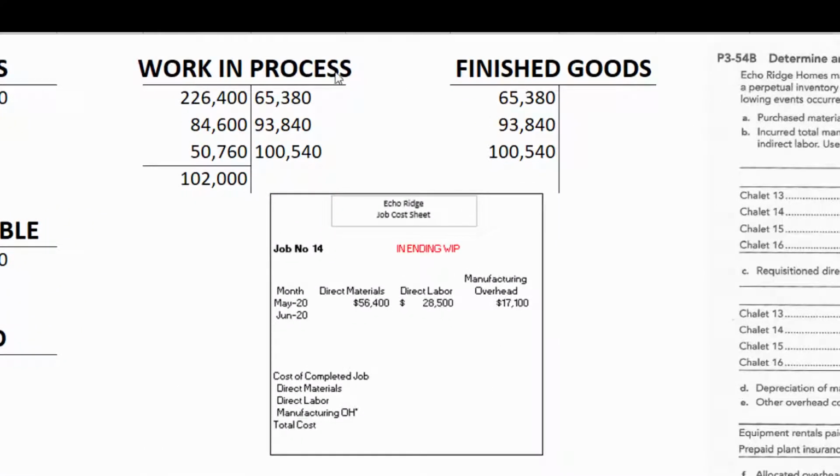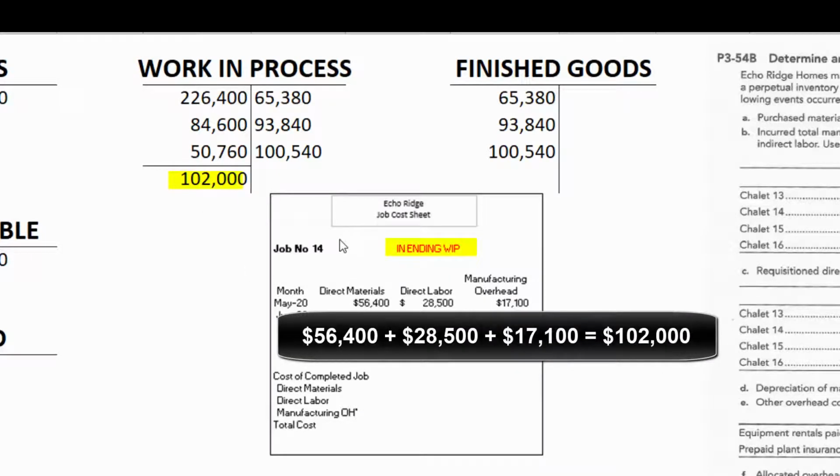And what's our ending balance in that work in process account? Add up all the debits, subtract all the credits, you get $102,000. And that's our job number 14. Materials, labor, and overhead thus far are $102,000.